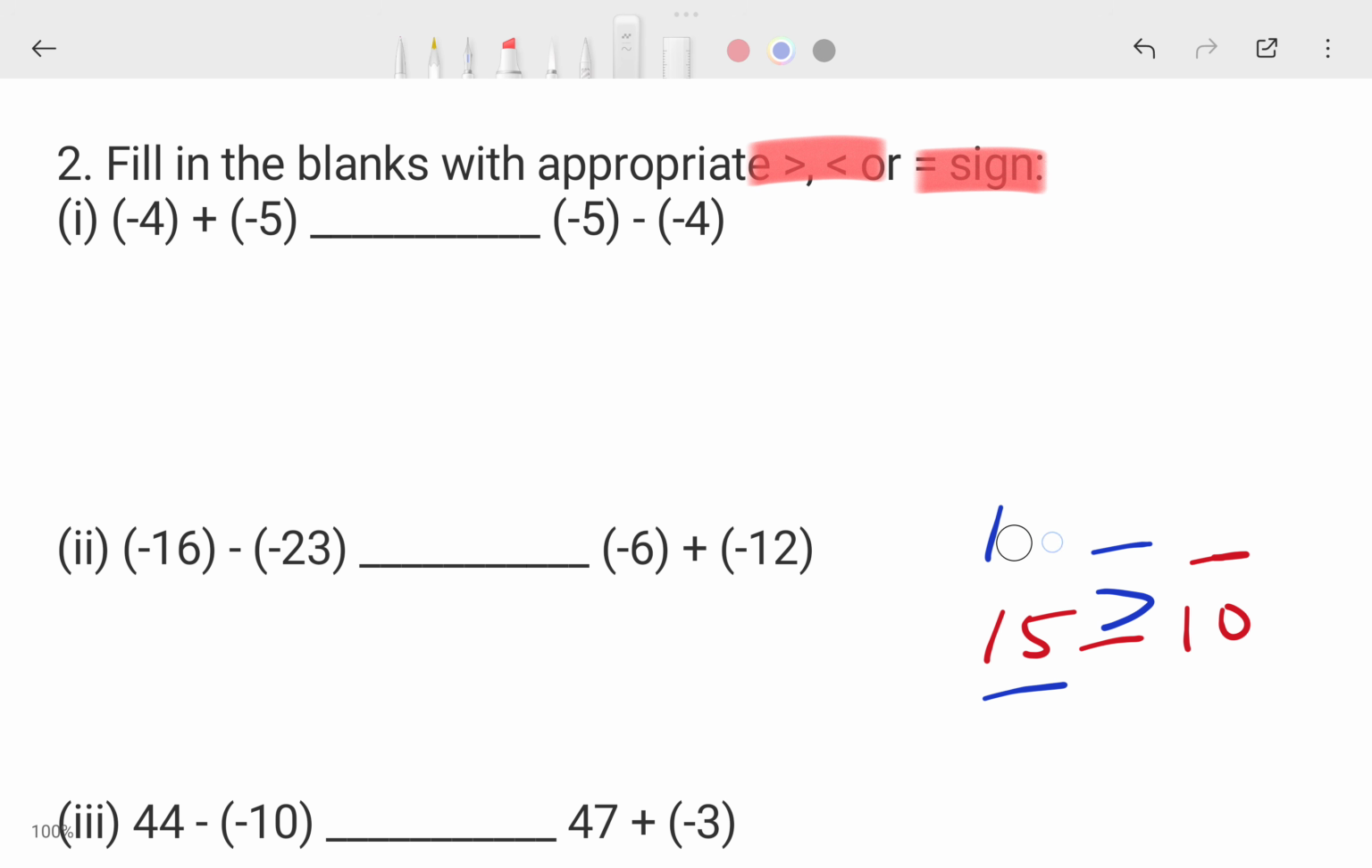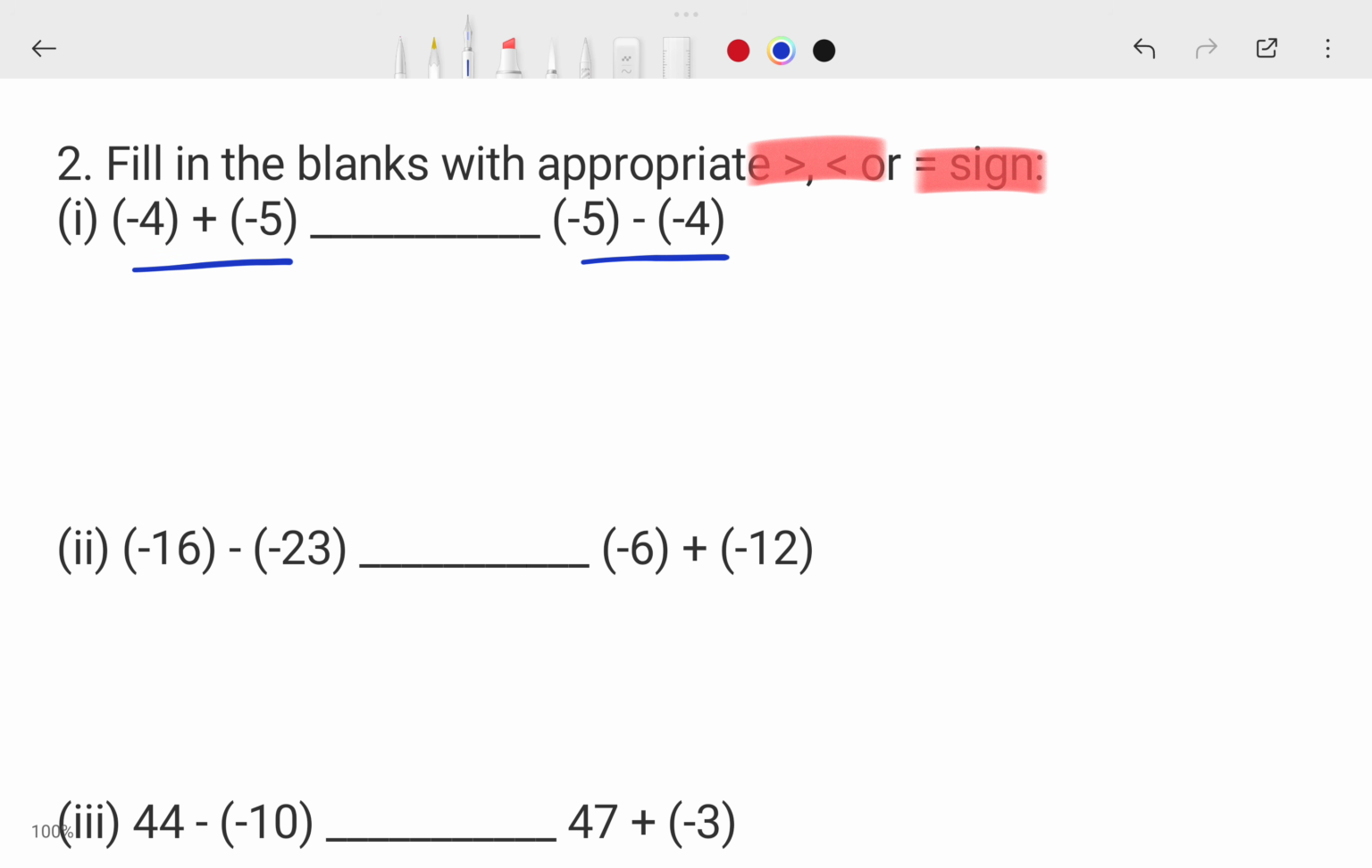So you know how to use the symbol, but the thing is, how can we say which one is greater? Before that, we will have to solve that question. So first let's solve this one. Let's solve this question here. I will solve it downwards.